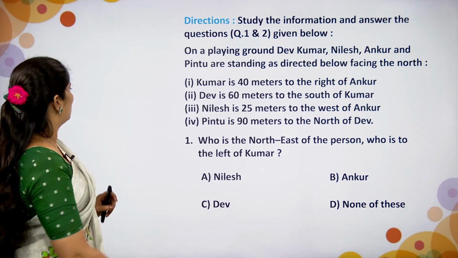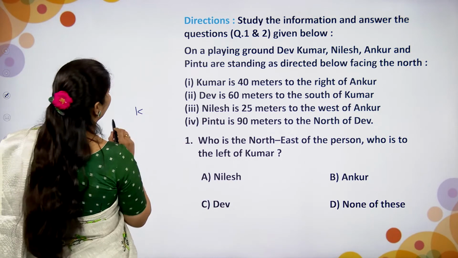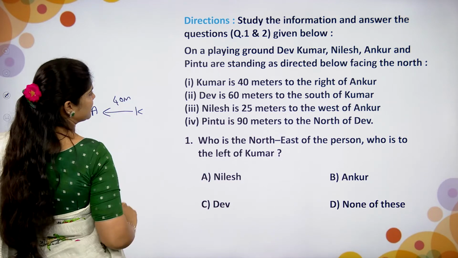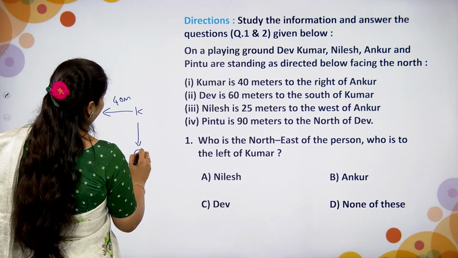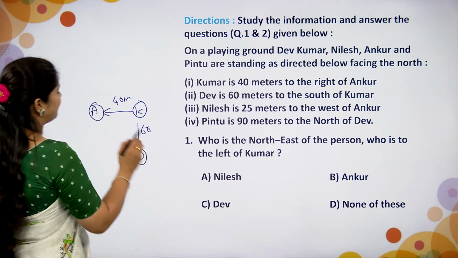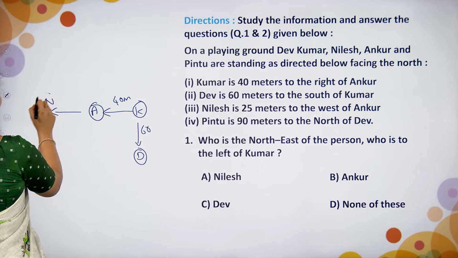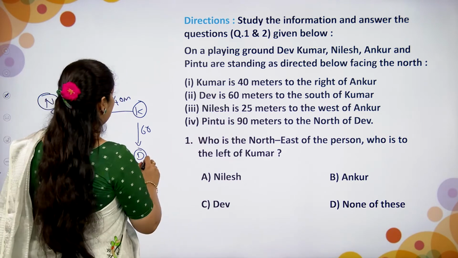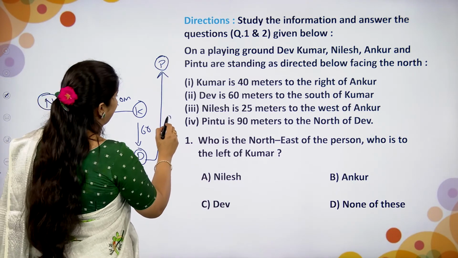See children, Kumar is here. Okay, 40 meters to the right is Ankur. This is Ankur, here 40 meters, and Dev is 60 meters to the south of Kumar. Here Dev. This is 60 meters and Nilesh is 25 meters west of Ankur. Here Nilesh 25 meters and again Pintu is 90 meters north of Dev. Pintu. This is 90 meters.